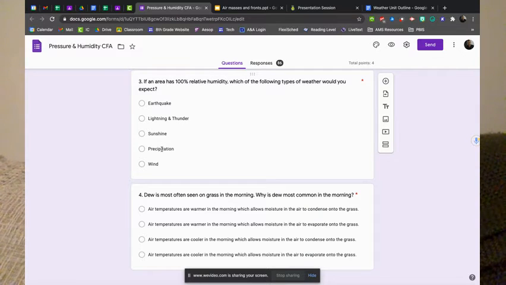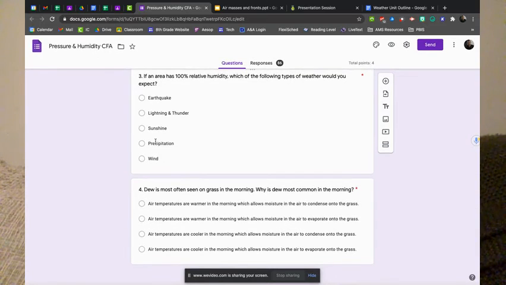So if it would start creating clouds first, and then once those clouds became heavy enough, or those water droplets in the clouds became heavy enough, then they would start being pulled down to the ground through gravity. So precipitation is your answer for the third one. And then lastly, dew is often seen on grass in the morning.